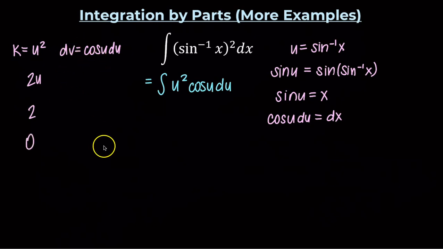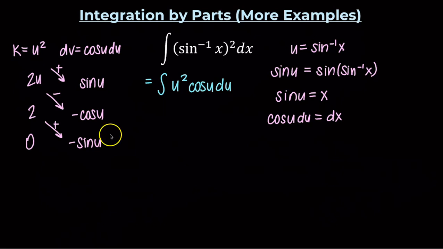But this column here is the same as the last one. So the integral of cosine u is sine u, integral again, negative cosine u, integral again, negative sine u. Those diagonals have to alternate the signs across the diagonals, right? Putting in positive, negative, positive. And then we can go ahead and go straight to our answer here.